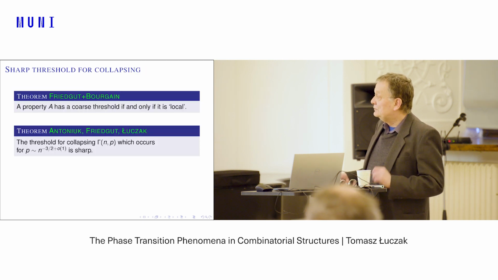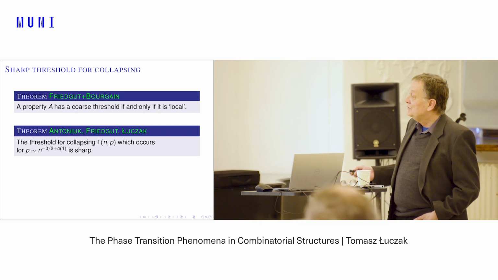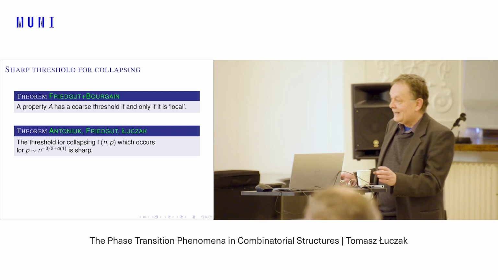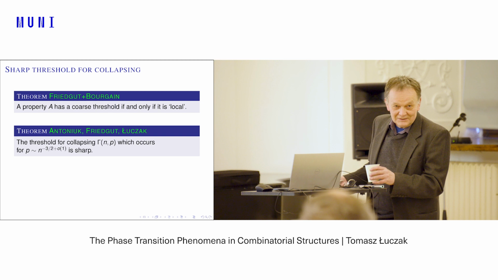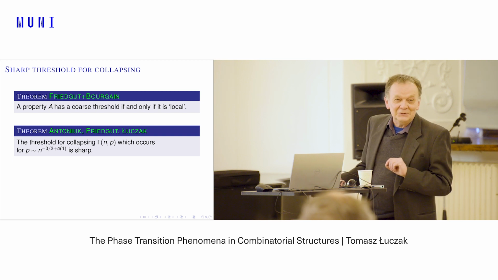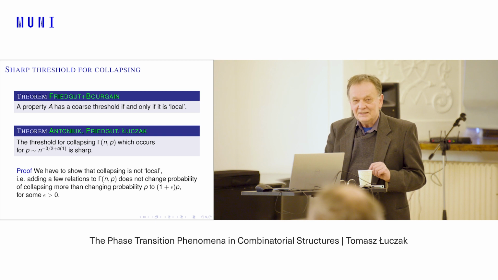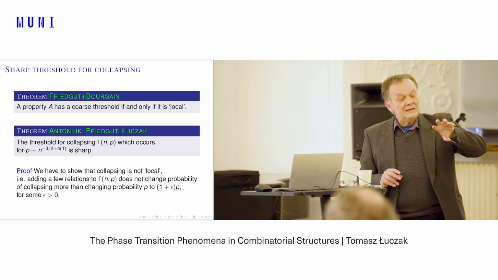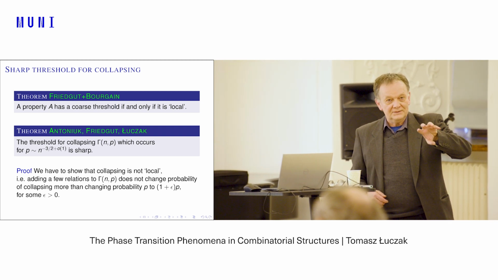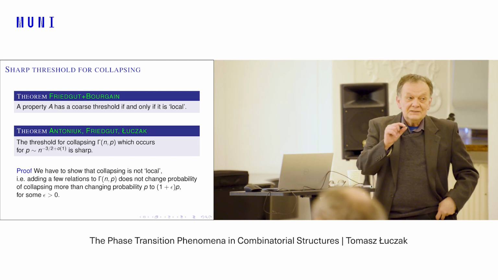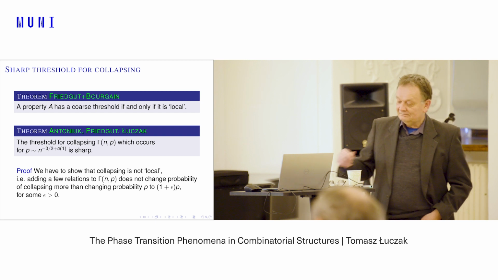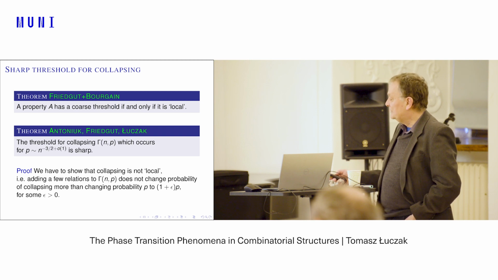So let me prove that the threshold for collapsing G(n,p) is sharp. So it's not local. I would like to prove it, but I didn't define what is local. Let me just do it during the proof. To prove that it's not local, what we need to show is that if we add locally a few relators, it will not affect the probability that it's collapsing more than if we change slightly the parameter P, which is a global parameter. And here is how it's done.